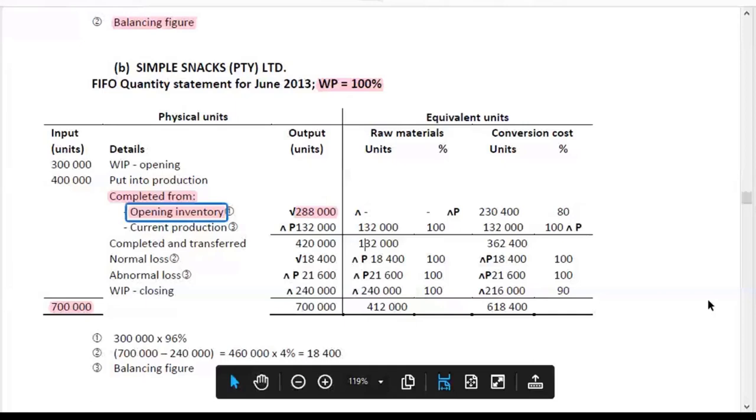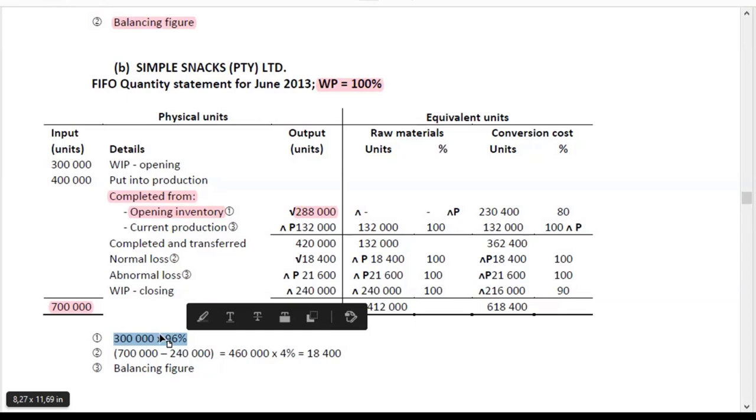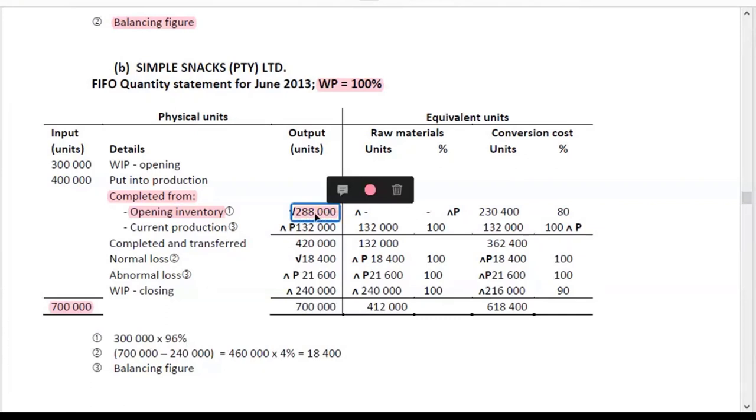So as a result, we will experience loss on this opening inventory. Then it's 300 multiplied by the 96%. 96% takes out this 4%, guys. If you were someone else, you'd say 300 multiplied by 4%. That's your normal loss. Then you say 300 minus the answer that you got. You will then arrive at 288,000. So under first in, first out, for your opening inventory, you have to ask yourself, did it experience loss in the cycle or in the previous one? If it experienced loss in this current period, you have to showcase it here. Right? Do you guys understand?